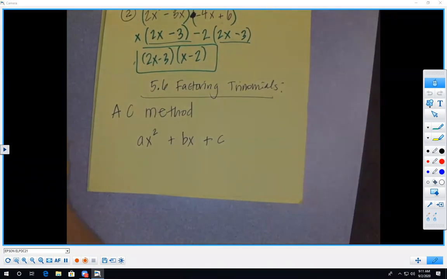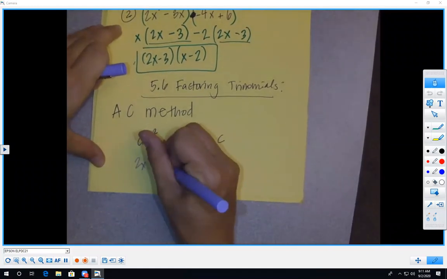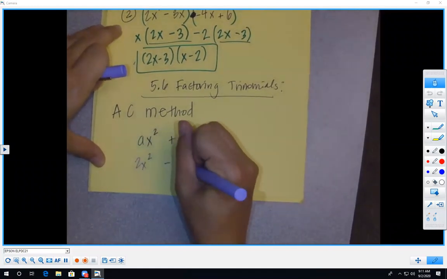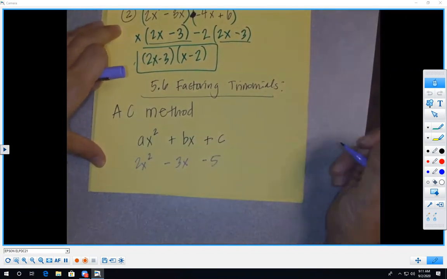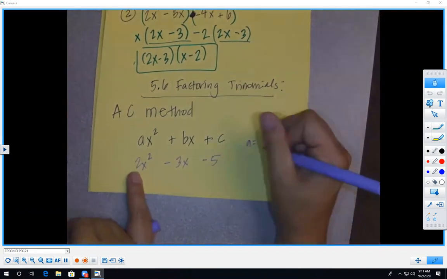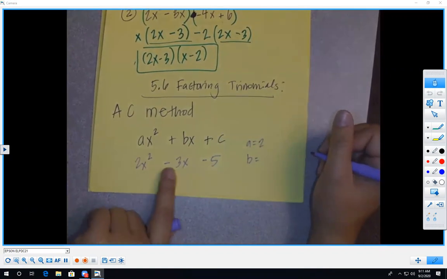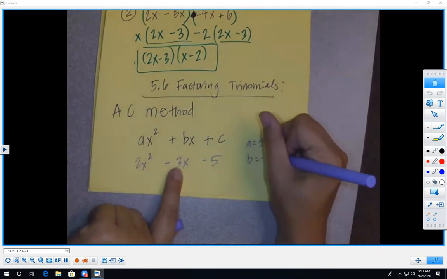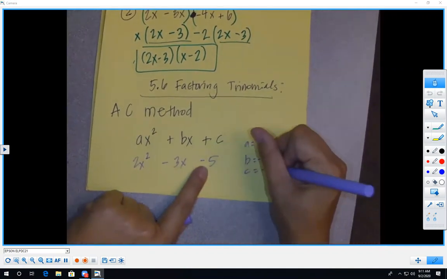So for example, if I had the problem 2x squared minus 3x minus 5, what would my A value be here? 2, the number in front of x squared. What would my B value be? -3, the number in front of x. And what would my C value be here? -5. Okay.